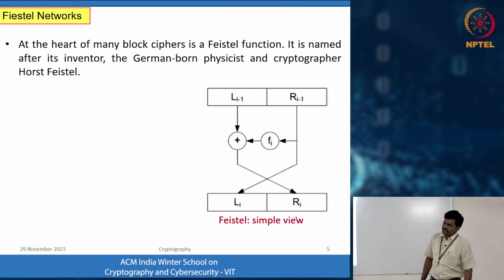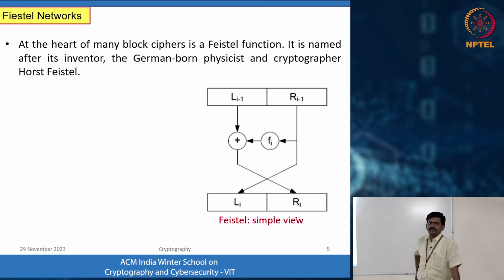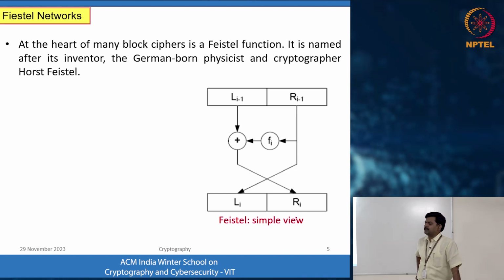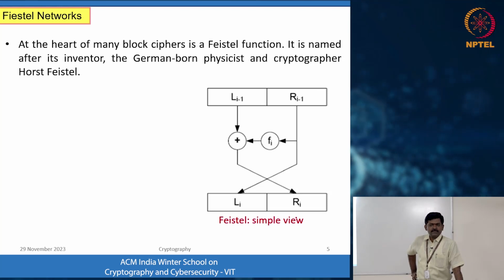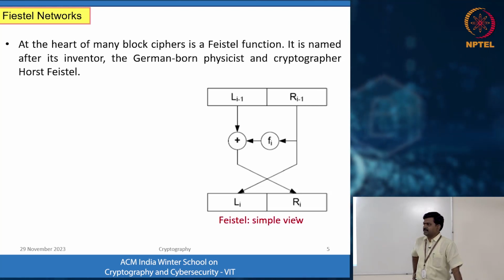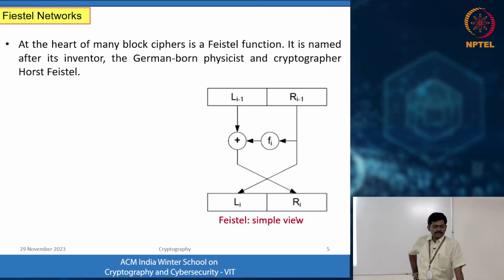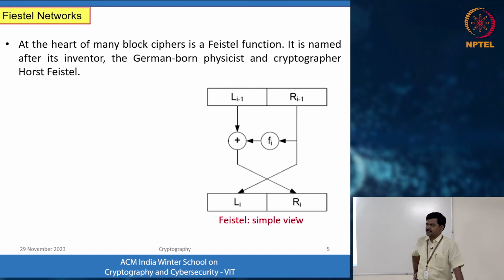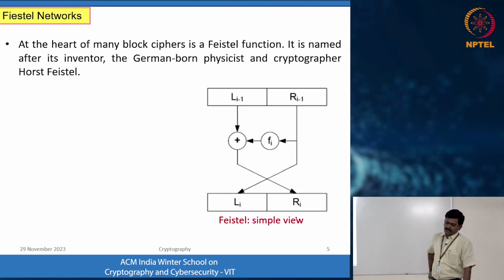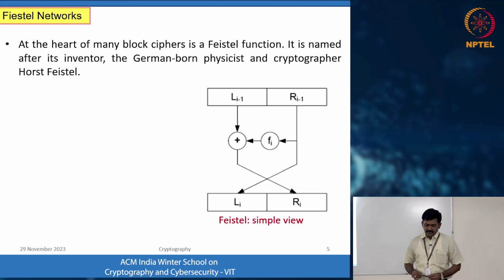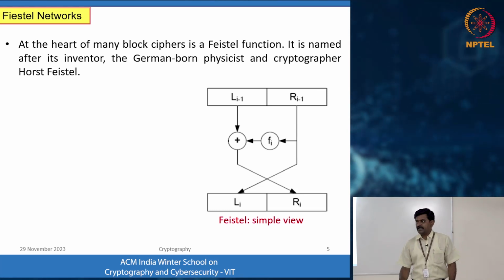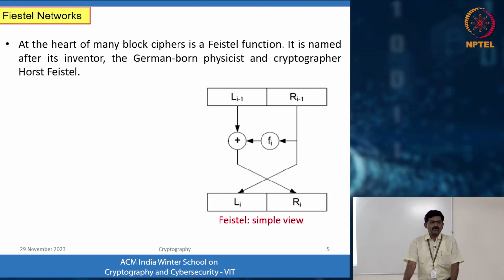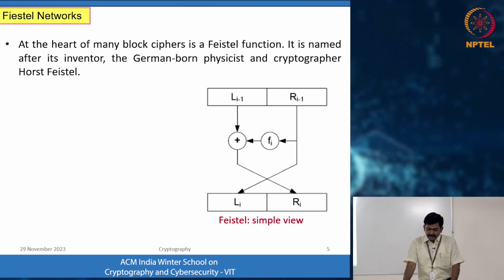Now, all modern ciphers, their backbone is the Feistel network. Not all, but a majority of the modern symmetric block ciphers. AES is not a Feistel one, but there are so many popular commercially deployed modern block ciphers that are Feistel networks. They are called Feistel after the German cryptographer Feistel, who produced an architecture called the Feistel network architecture, and the diagram shows the simple one.